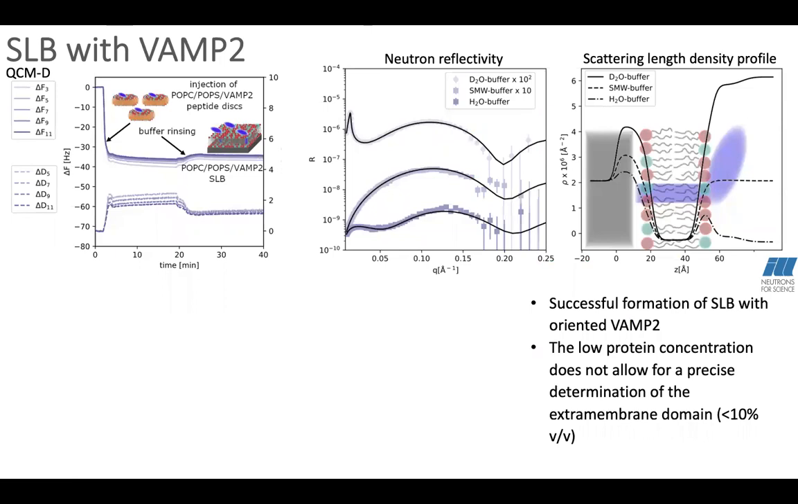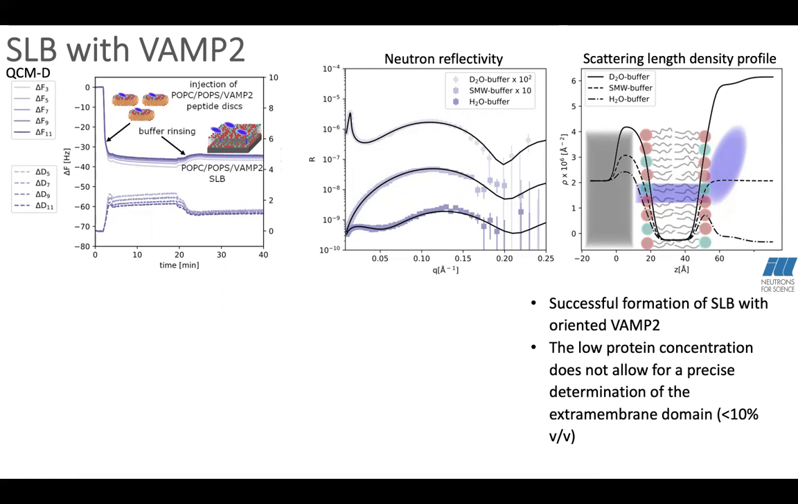However, when we collected our neutron reflectivity data, as you can probably see in these plots, the data trend was quite similar to a pure lipid bilayer. So we started wondering whether there was really any protein in our bilayer or not. And we then analyzed our data and found out that there is some protein, but it's a very small amount. So if, for example, we take the volume fraction of the extramembrane domain of this protein, that would be something smaller than 10%, which then makes it quite difficult to really extract any reliable structural information on this protein.